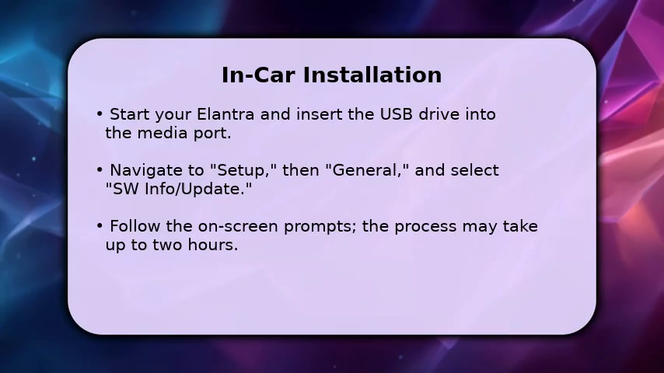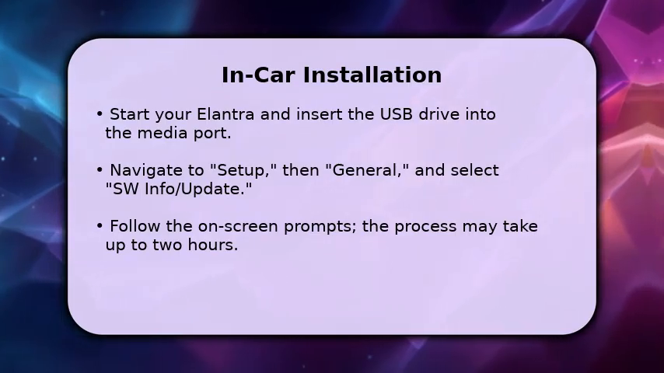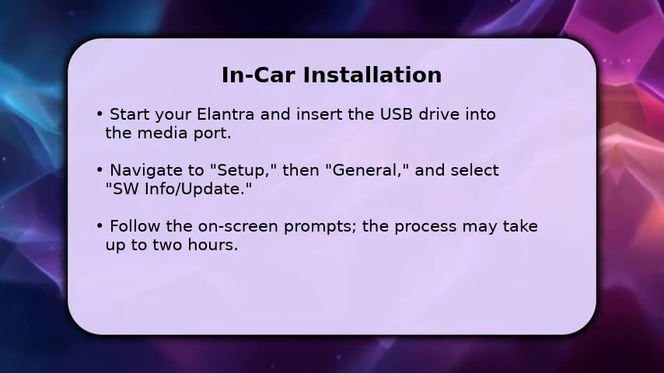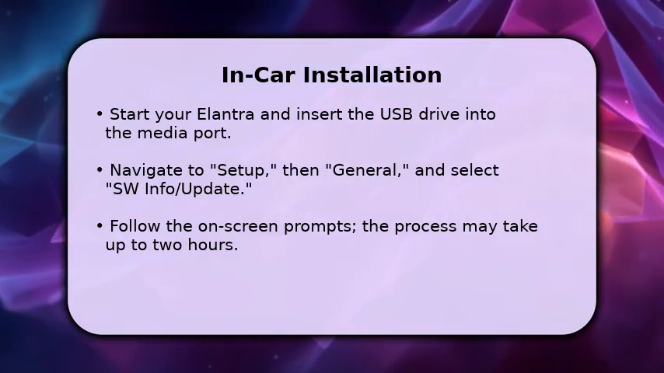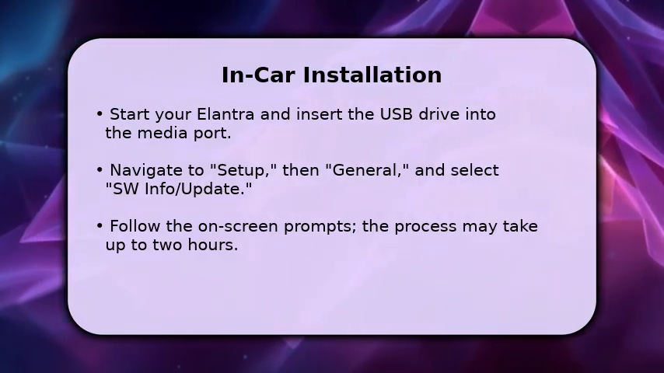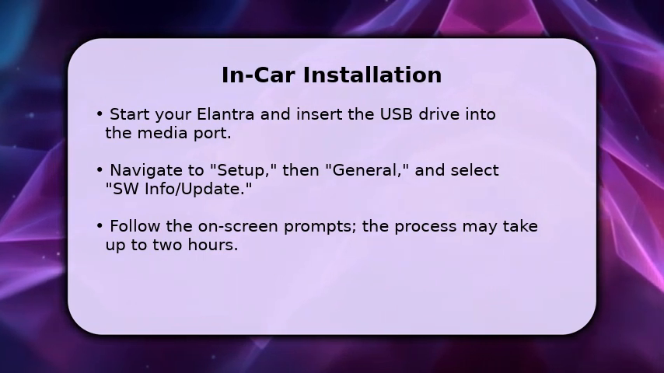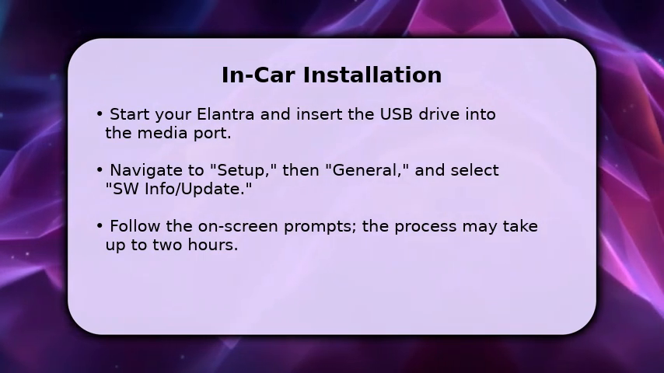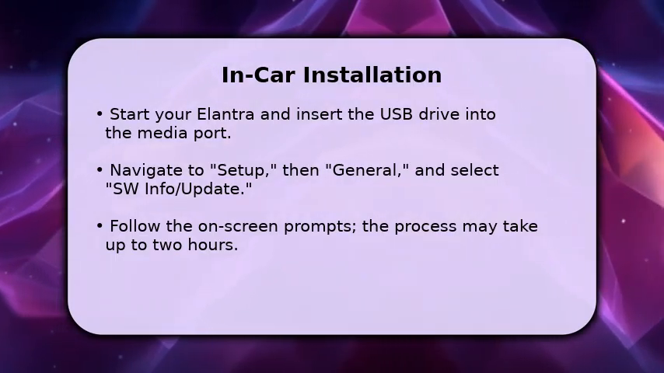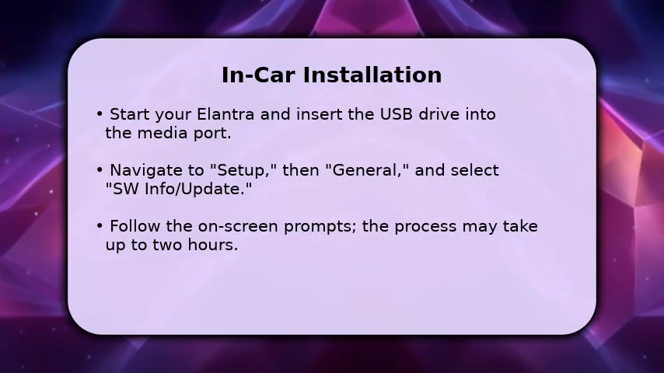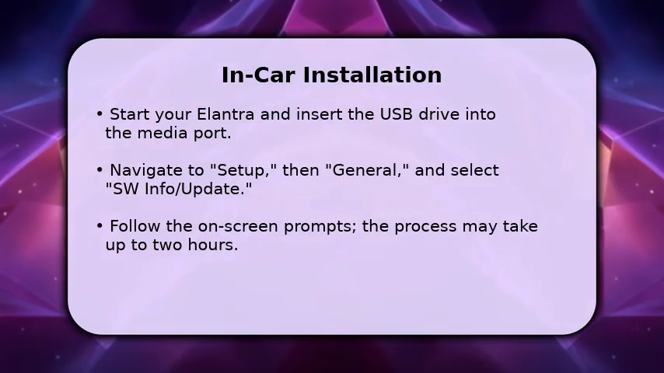Start the vehicle and insert the USB drive into the designated media port, usually near the center console. On your infotainment screen, go to Setup, then General, and select SW Info/Update. Choose to begin the update. The installation can take up to 2 hours, so keep the car running initially. Do not remove the USB or turn off the car until the update is fully complete.